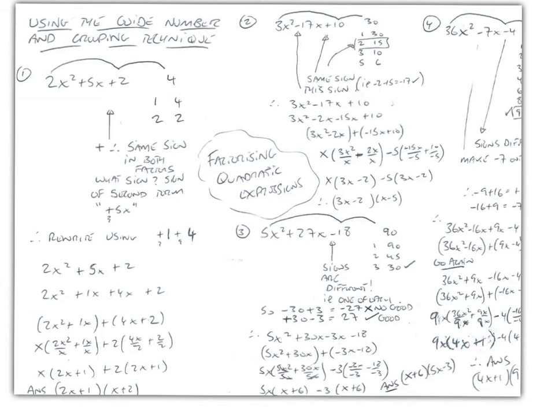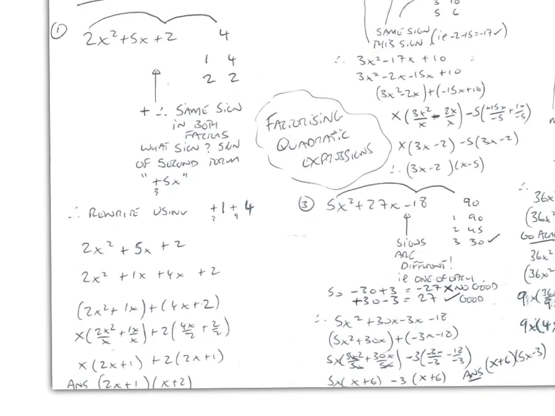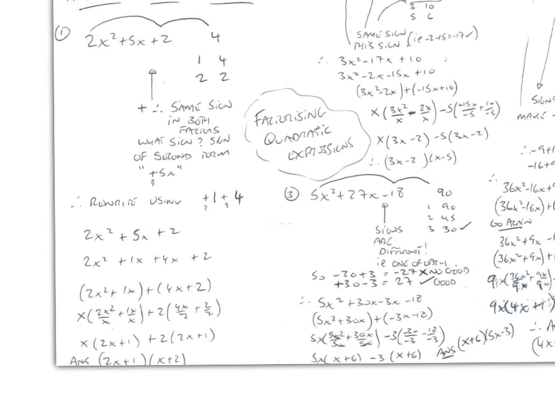Okay, let's look at how to factorize quadratic expressions using the guide number and grouping technique. So let's look at this first problem here. Let's factorize 2x squared plus 5x plus 2.